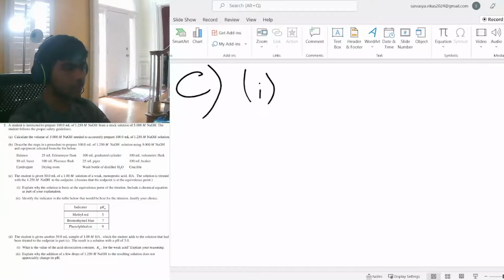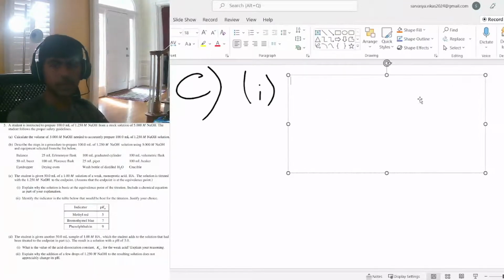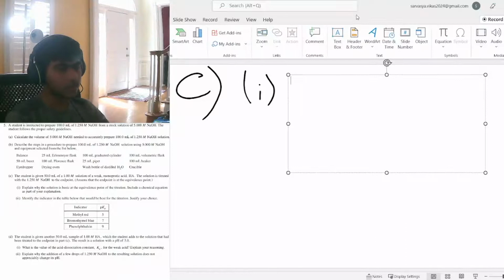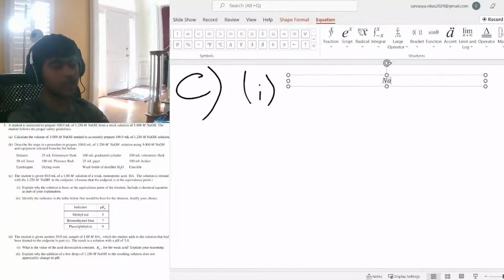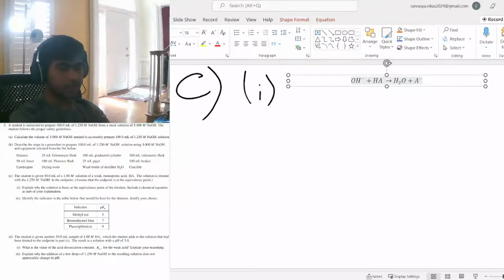Well, they asked us to include a chemical equation as part of our explanation, so we're going to make a text box and we're going to start thinking about what we can do right here. So let's add an equation. So we have NaOH plus HA, right? And that becomes H2O plus A minus. And then we really don't need the Na plus, so we can just get rid of that and say OH minus plus HA equals H2O plus A minus, right? And that is going to be our chemical equation.